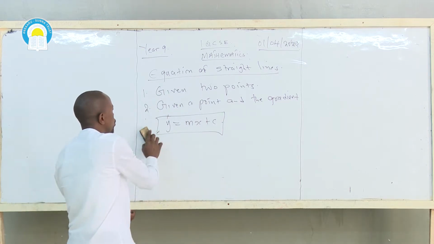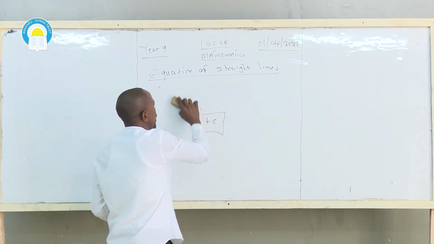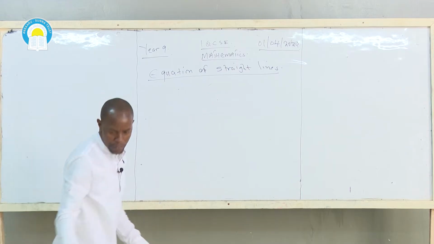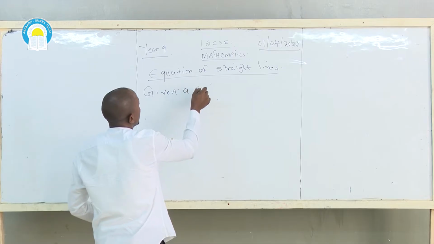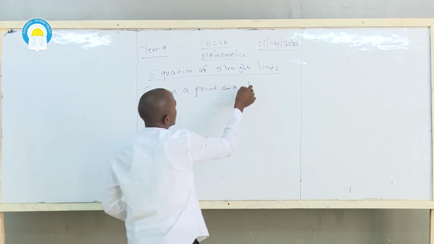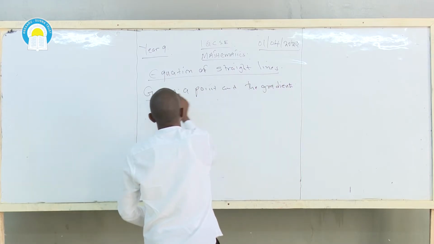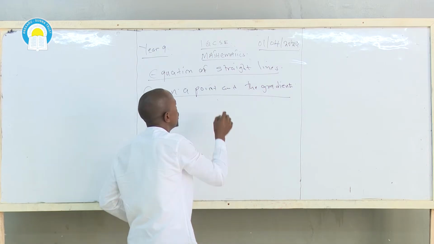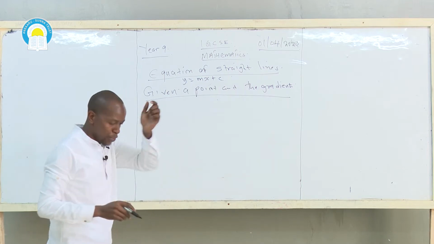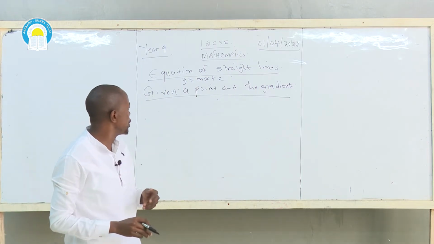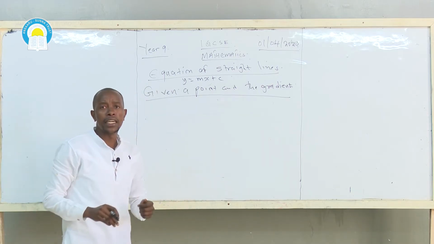Today, I want to go straight to when you're given a point and the gradient. How do we find the equation in the form of y is equals to mx plus c? Now, if you are provided with a point of that straight line, and its gradient, it is easy to get the equation.